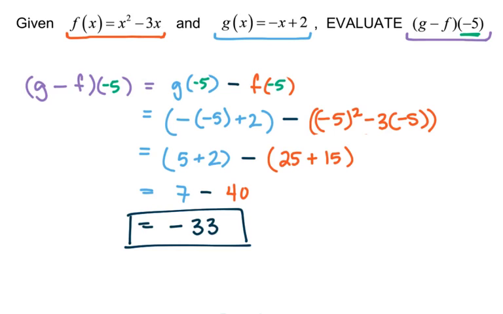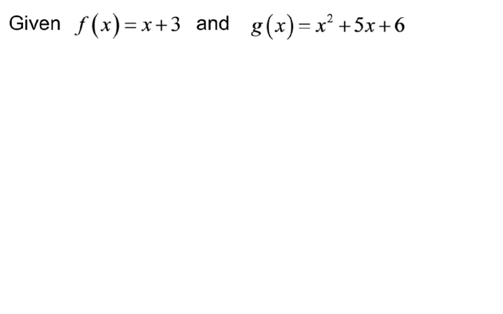All right, let's look at one other example. In this example, we are again given two functions, f of x equals x plus 3, and g of x equals x squared plus 5x plus 6. So we're going to use each of these functions, the f of x and the g of x, and we're going to apply some algebraic operations.